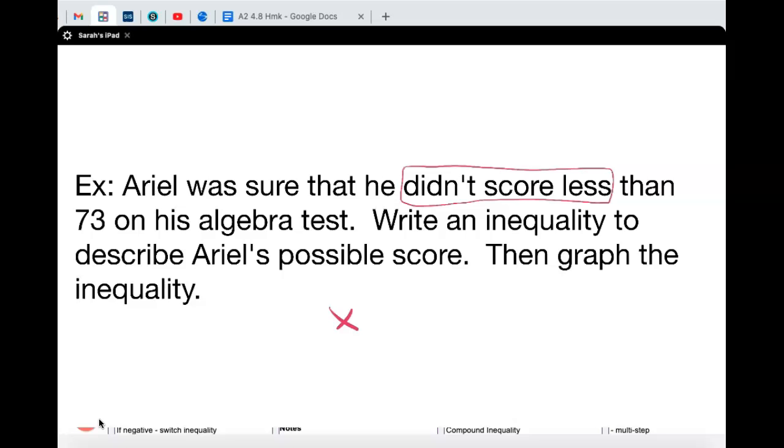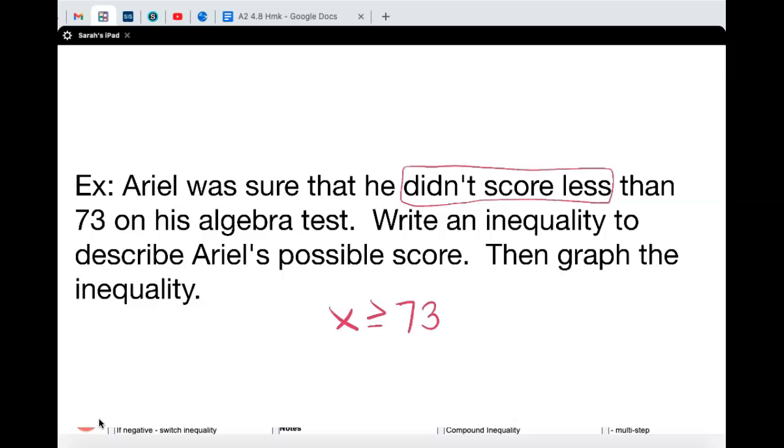Didn't score, so it's going to be the opposite. So he did score greater than 73. So yeah, greater than is this way. Is it greater than or greater than or equal to? Yeah, I was thinking it was equal to. So the score was 73. Okay, so there's my inequality.